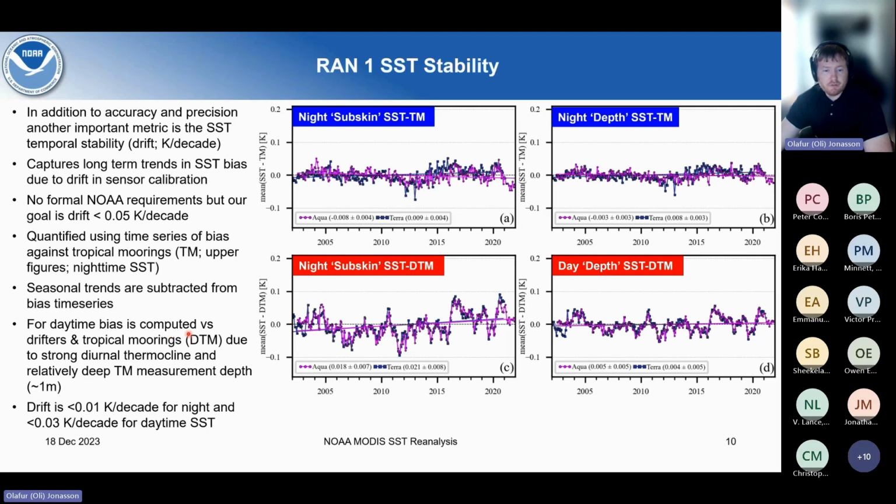For daytime, we don't just use the tropical moorings, we also use the drifters, because there's very strong diurnal warming in the tropics, and the tropical moorings measure deep, about 1 meter. It's also a very thick, humid atmosphere, which is difficult for the daytime retrievals to deal with. So we use both drifters and tropical moorings for this validation for daytime. You can see immediately they're not as good, as we don't expect them to be. They are noisier, and there's some drift that you can see. But if you look at the numbers, for subskin they are lower than 0.03, closer to 0.02 for Aqua and Terra, and for the depth SST they are below 0.01, but with more variation in time.